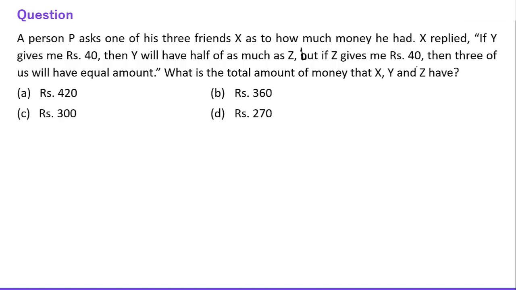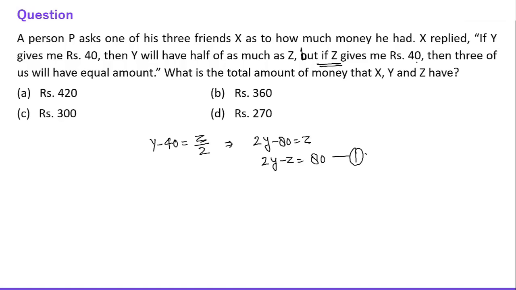Okay. So the first condition is, if Y gives me 40, it means Y will become Y minus 40. This will become Z by 2. So Y minus 40 is equal to Z by 2, right? So this implies 2Y minus 80 is equal to Z, or you can say 2Y minus Z is equal to 80, right? This is equation number 1. So from the first condition, you are getting 2Y minus Z is equal to 80.